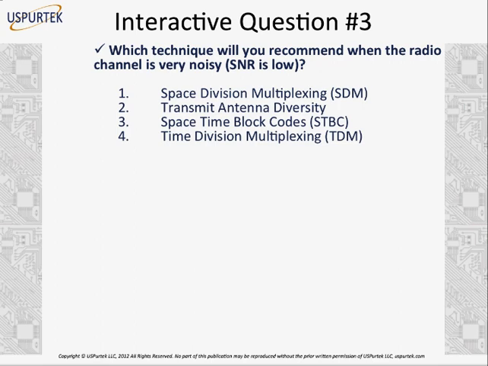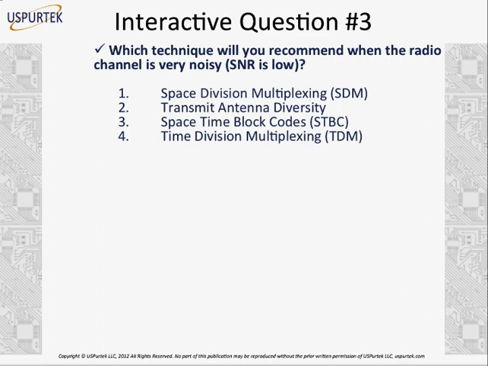Well, okay. The right answer is number 2, transmit antenna diversity. Why? As we discussed before, antenna diversity provides diversity gain by improving signal to noise ratio. So remember, when signal to noise ratio is low, the first thing we have to do is improve the signal strength. And diversity techniques are the best bet for that.